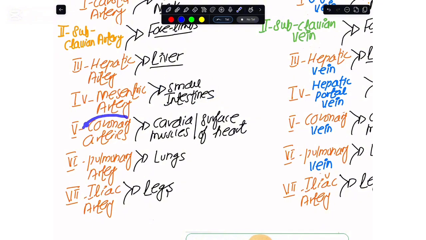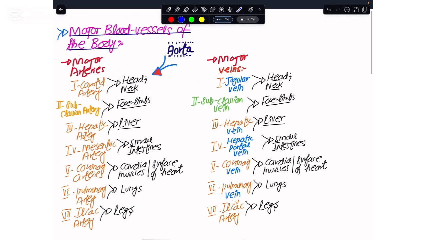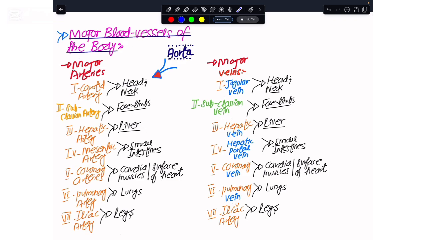The coronary arteries are located on the surface of the heart and supply oxygen and nutrients to the cardiac muscles of the heart. The pulmonary arteries carry deoxygenated blood from the right ventricle to the lungs. The iliac arteries carry the blood to the legs. Now, most of the names of the major veins repeat, but there are differences.